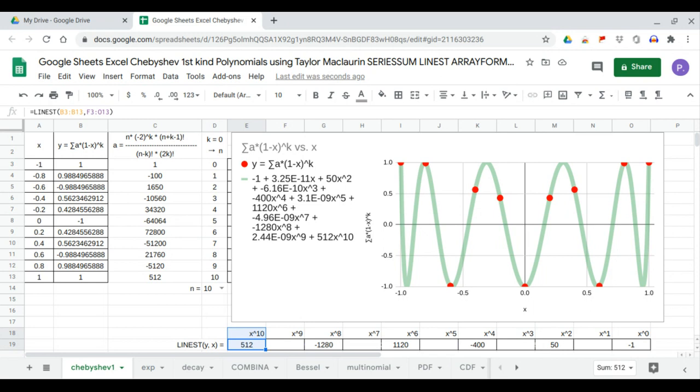This completes the use of Taylor-Maclaurin series sum and Linest polynomial regression to generate the trend line and the trend line polynomials of the Chebyshev first kind polynomial.